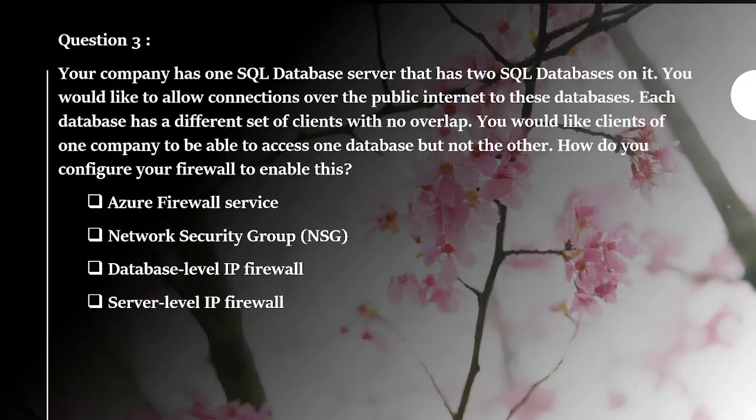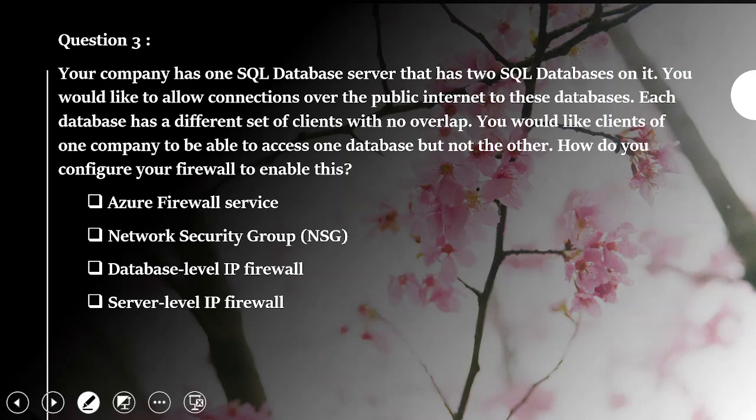Okay. The next question is, your company has one SQL database server that has two SQL databases on it. Just try to understand the question: one server and two databases. You would like to allow connection over the public internet to these databases. Each database has a different set of clients with no overlap. You would like clients of one company to be able to access one database but not the other. How do you configure your firewall to enable this?